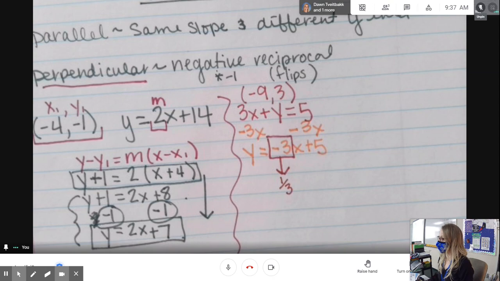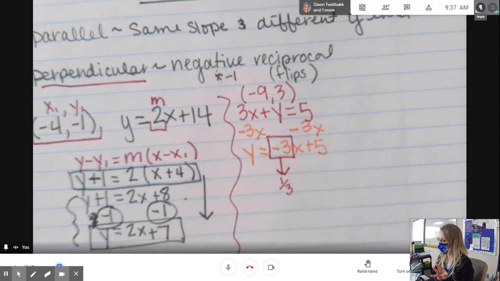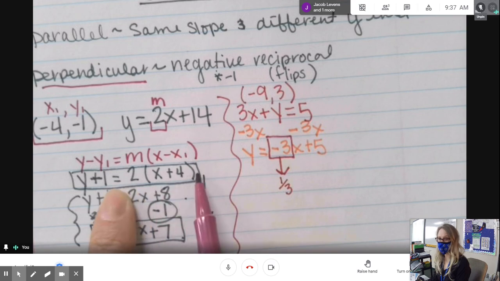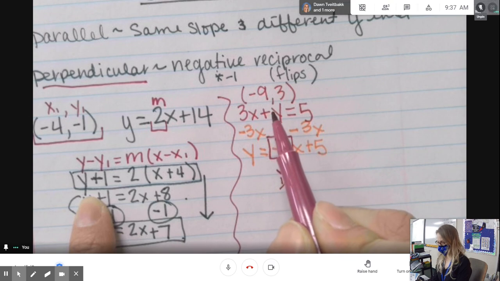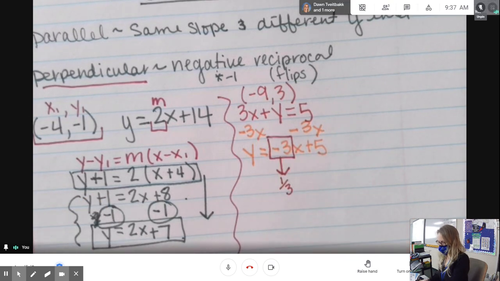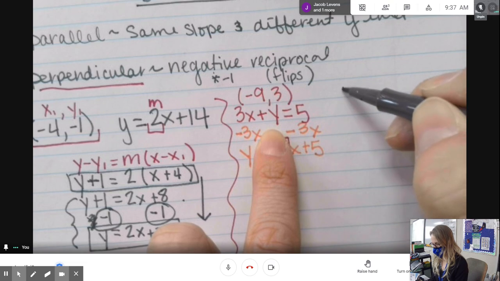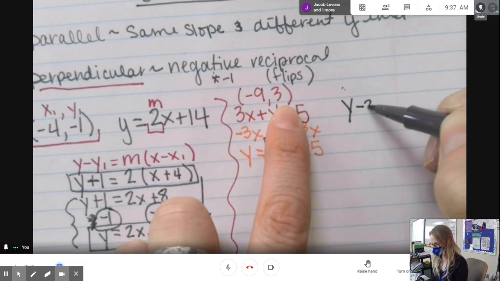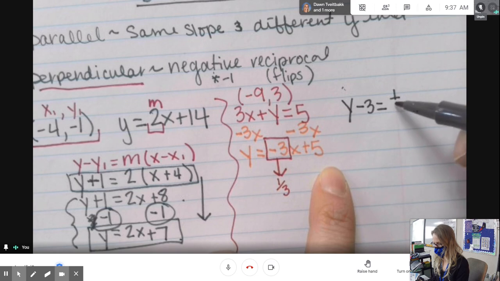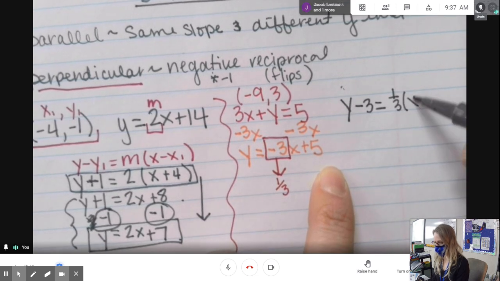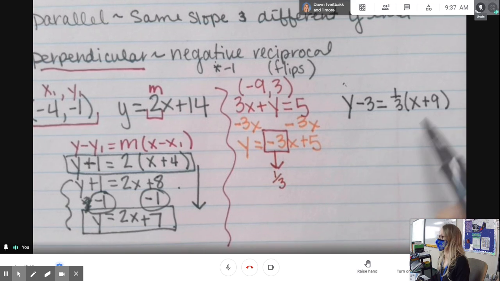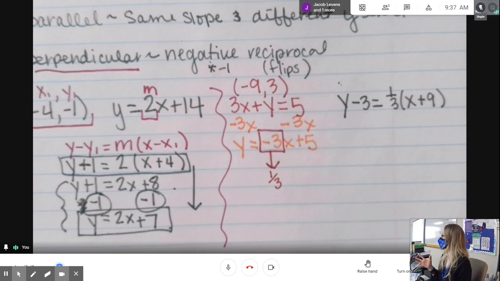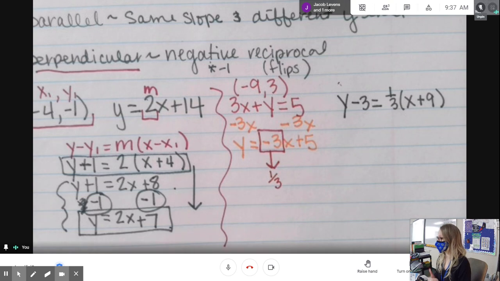Now it's time to write our new line. Now it's time to write this thing right here with our new slope and our point. So I'll write y minus 3 equals 1/3 times x minus -9. And then I'm going to go ahead and turn that into mx plus b, because every time I saw it on the practice MCA work, they always did mx plus b form.